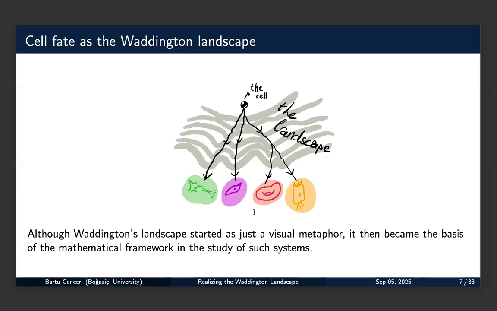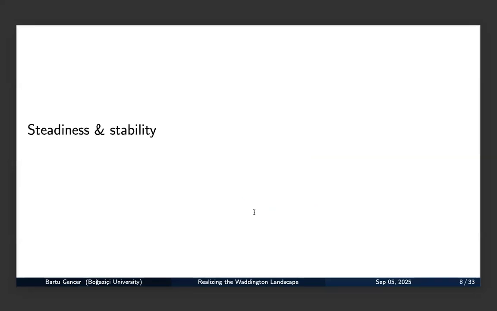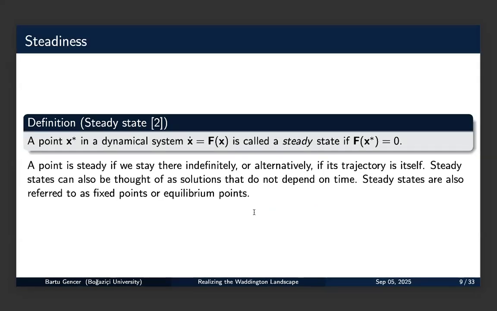This metaphor was purely visual for Waddington. However, well after Waddington, people have realized that this analogy actually can become the basis of the mathematical framework that we use to study such systems. Before doing that, of course, we need to first introduce some notions. First of all, a steady point of a dynamical system, which I'm just going to refer to as a system from now on, is just any point where all the driving forces are zero. So if we also think of the system as a set of ODEs, the steady points are just solutions to the system that do not depend on time.